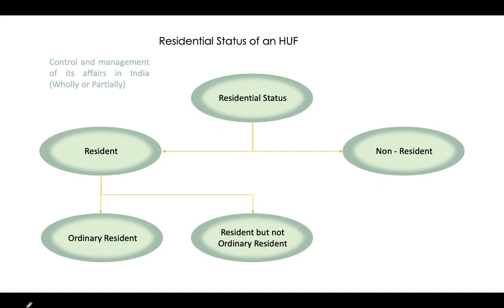To claim the status of resident but not ordinary resident, the head of the family, the Karta, should prove that he was not there in India for 9 years out of 10 years preceding the relevant previous year, or he was there in India for less than 730 days during 7 years immediately preceding the relevant previous year. As with an individual, the additional condition is the same, but in this case the Karta has to prove it. When he is able to prove any one of the additional conditions, it will become resident but not ordinary resident. Otherwise, an HUF is an ordinary resident.